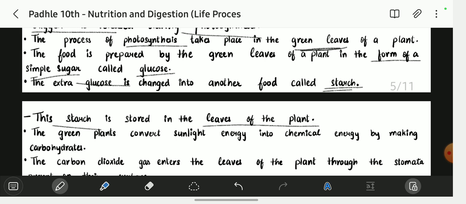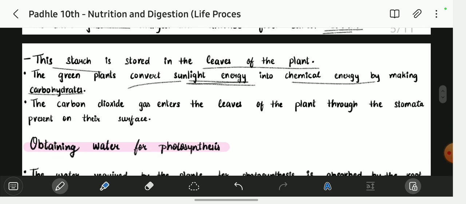So the extra glucose, the surplus which the plant doesn't require, is changed into food called starch. Got it? This starch is stored in the leaves of the plants. The green plants convert sunlight energy into chemical energy, in the presence of chlorophyll, for making carbohydrates.